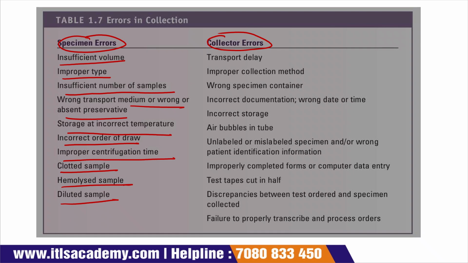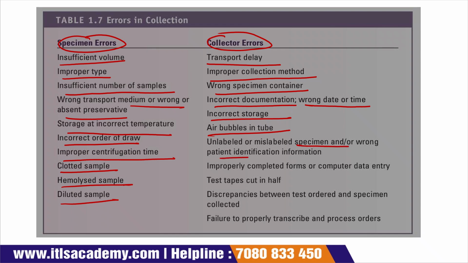The next error is the collector error. It occurs due to transport delay, improper collection method, wrong specimen container, incorrect documentation, wrong date or time, incorrect storage, air bubbles in a tube, unlabeled or mislabeled specimens, wrong patient identification information, improperly completed form or computer data entry, test tape cut in half, discrepancies between test order and specimen collected, and failure to properly transcribe and process orders.